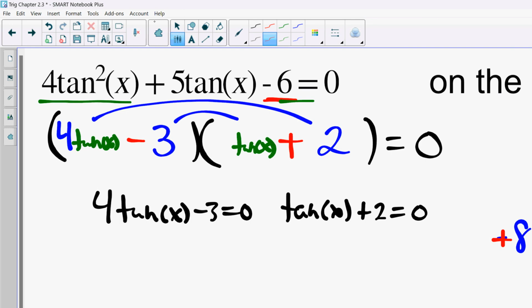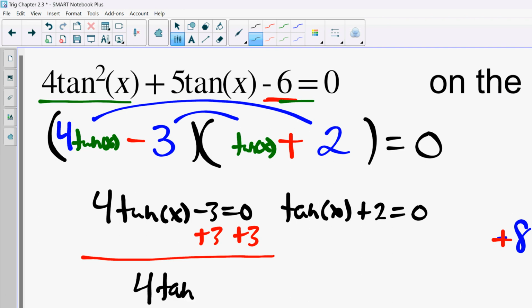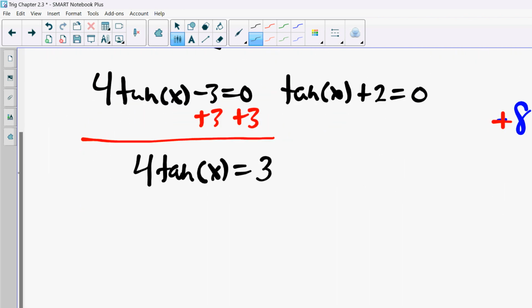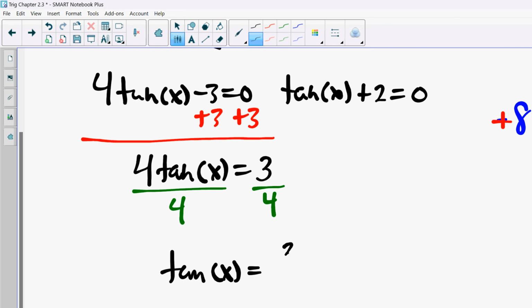So for the first one here, we can add 3 to both sides, telling us that 4 tangent of x is equal to 3. And then we can divide by 4, telling us tangent of x is equal to 3/4.